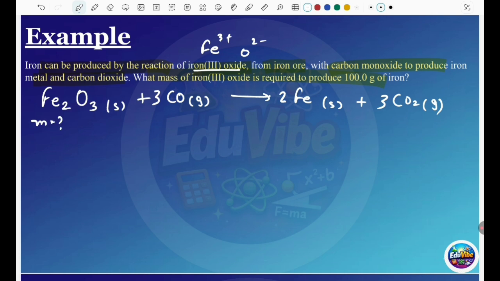And what things are given to us, we have to write those. So the mass of the iron produced is 100.0 grams. From this, you can find the molar mass of this.